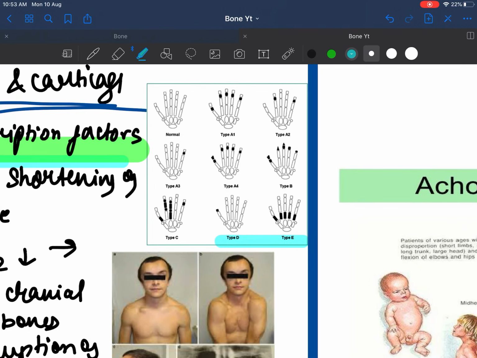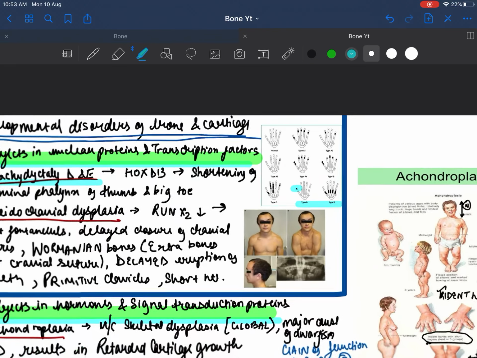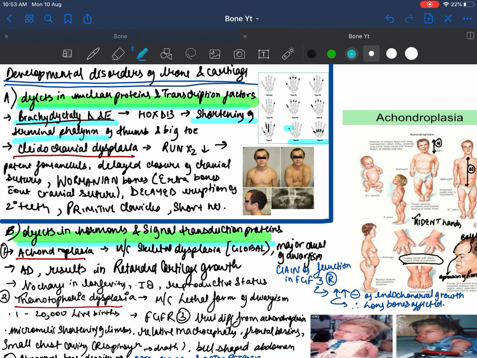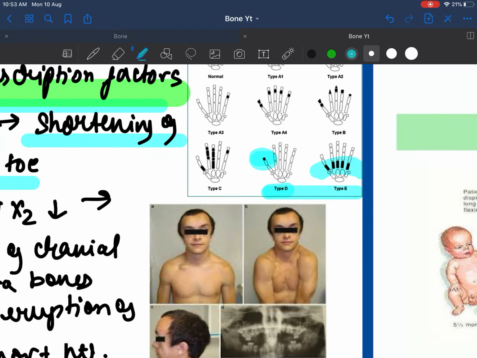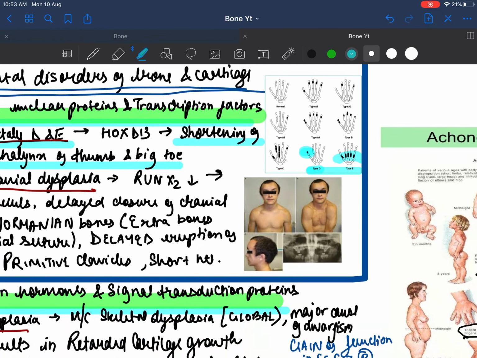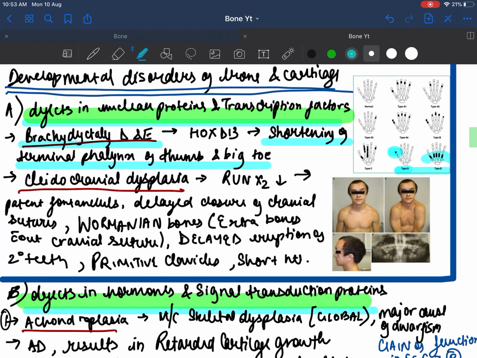It is easy to see in the D type what the problem is. We have a shortening of the terminal phalanx of the thumb and/or the big toe. This is what happens in the D type. There's a shortening of the terminal phalanx. And in the E type, you can see all of the phalanges of the hands are involved. So which gene is the cause of this? There is a homeobox gene known as HOXD13. Mutations in this gene lead to brachydactyly types D and E.